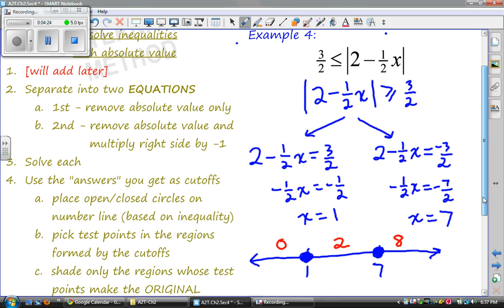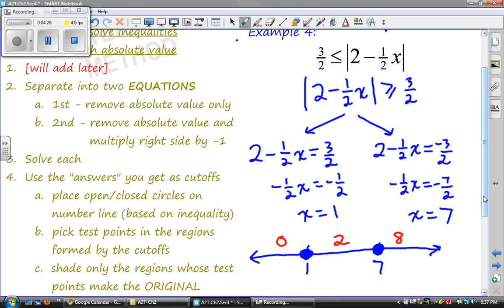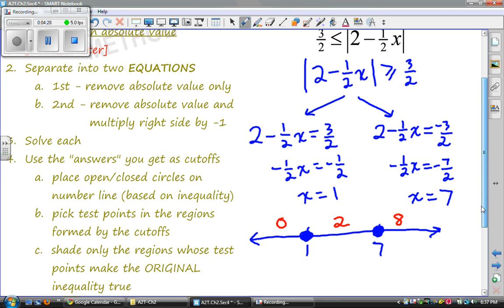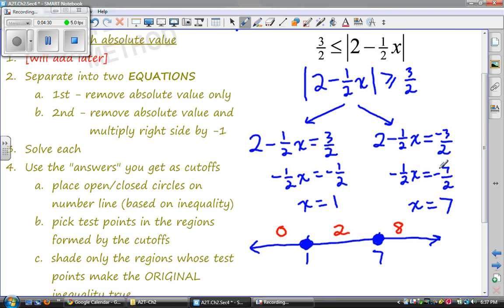Letter C says shade only the regions whose test points make the original inequality true. So go back up to the original inequality. Not even this one, although that one would work. I usually go back to what's in ink so I don't make any mistakes, just in case I copy this incorrectly or something like that. And I plug in the values.